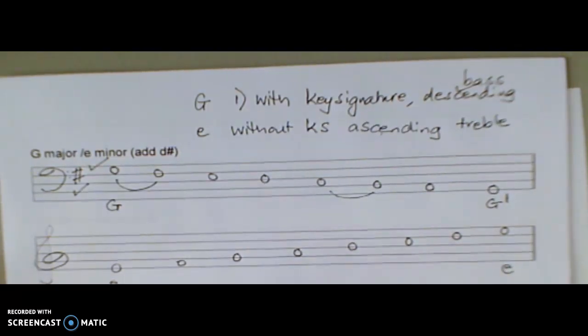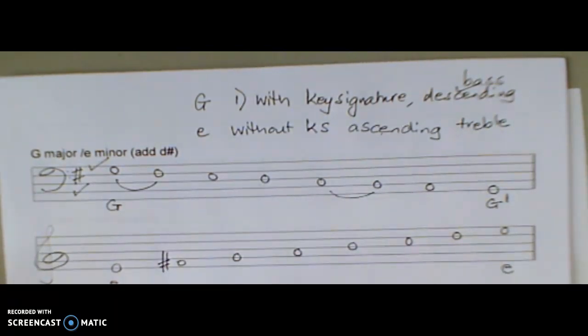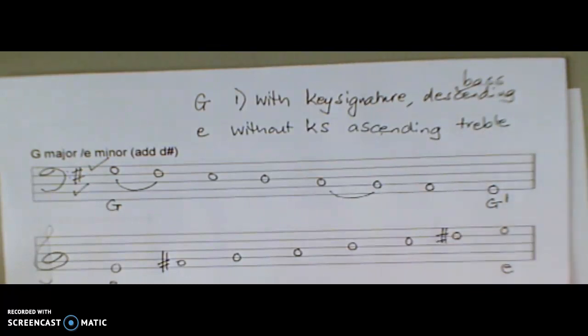So the first thing that I have to add is my F sharp. That is part of my G major and E minor key signature. And then let's move to the 7th note. 1, 2, 3, 4, 5, 6, 7. The D natural, when I raise it, will become a D sharp. And now my slurs. 1, 2, 3, 4, 5, 6, 7, 8. And that's the way that you do it.